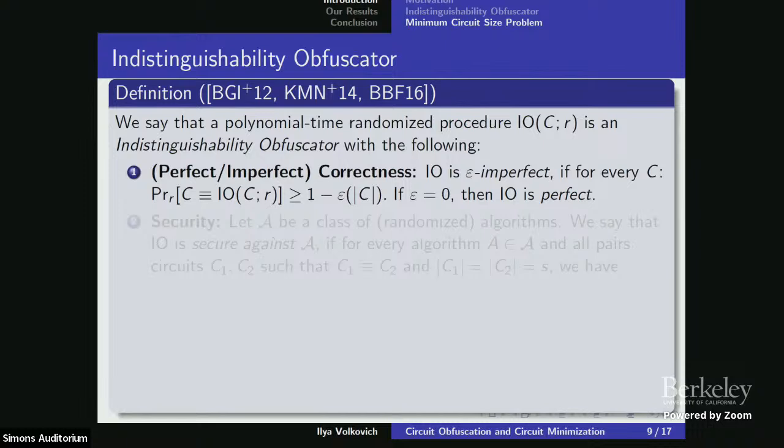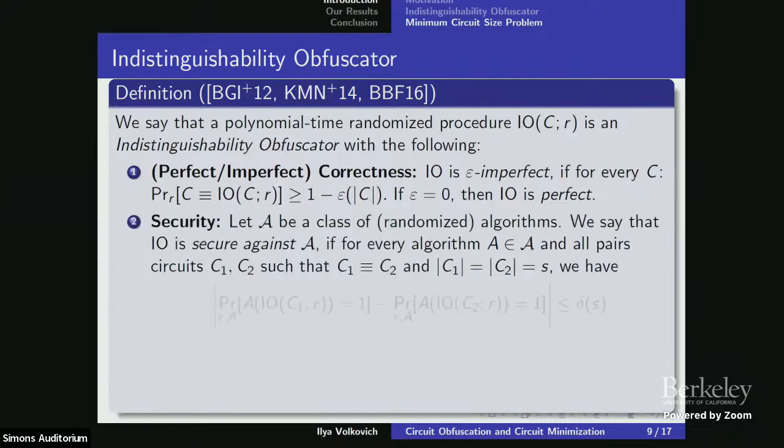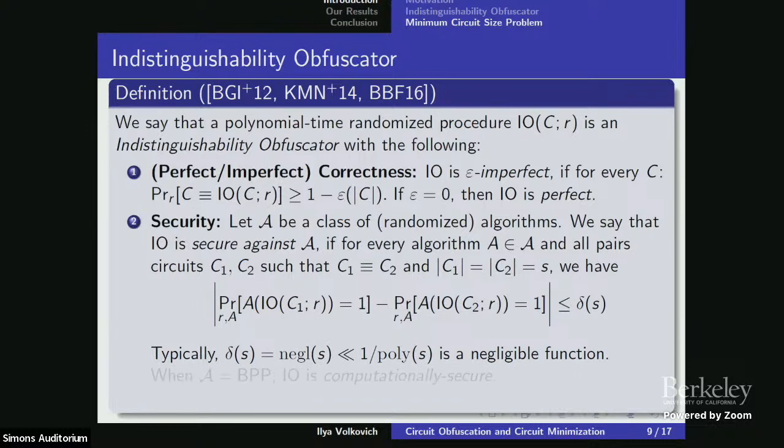So this is useful. And now one more thing, which is the other requirement of an iO, what's called security. We want to define it broadly. So what is security against a class of algorithms? Imagine A is a class of algorithms. Security means the usual thing: if you take two circuits which have the same size and the same functionality, then they're indistinguishable, or the distinguishing probability is something like delta. Typically we want delta to be small, negligible. But as we will see, I deliberately put delta here. It doesn't have to be. There's a certain trade-off between epsilon and delta for which we can still work.